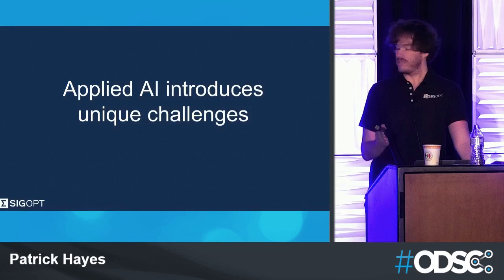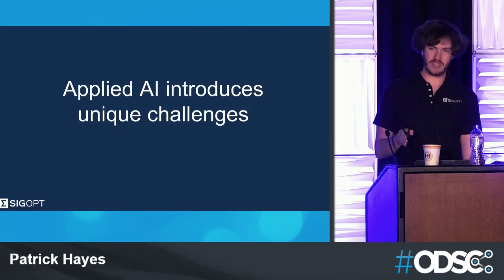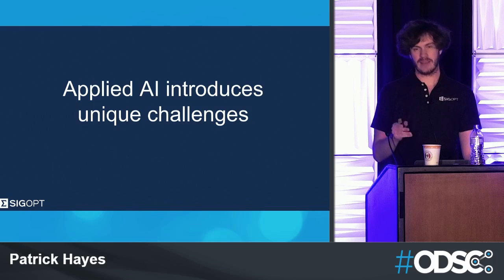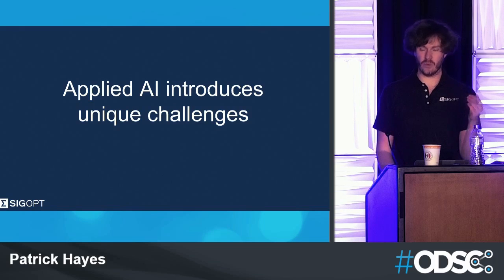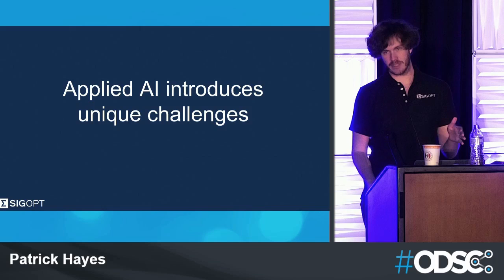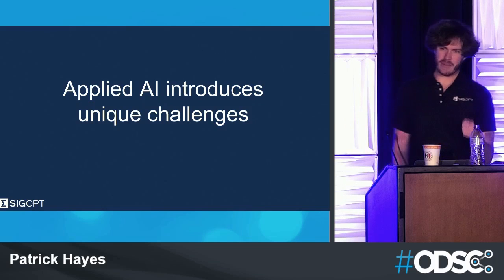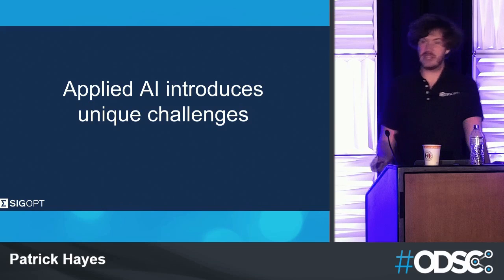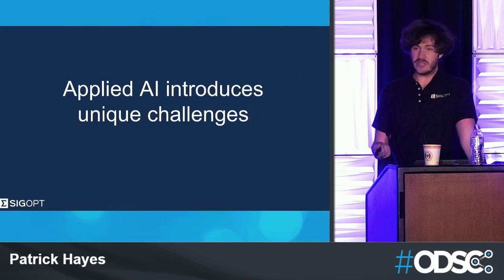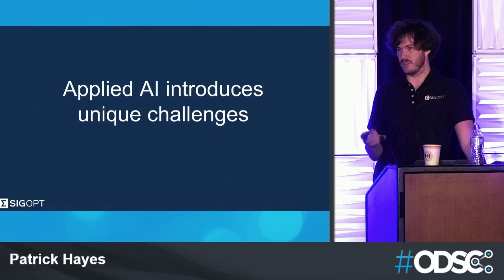So what's important to state is that at SIGOPT, we focus exclusively on applied AI. That is, our research and products are specifically designed to solve real-world enterprise challenges. We're not interested in just tackling academic benchmarks or problems that aren't found in the real world. But going after applied AI really introduces unique challenges. And these unique challenges are where my team spends the majority of their time.